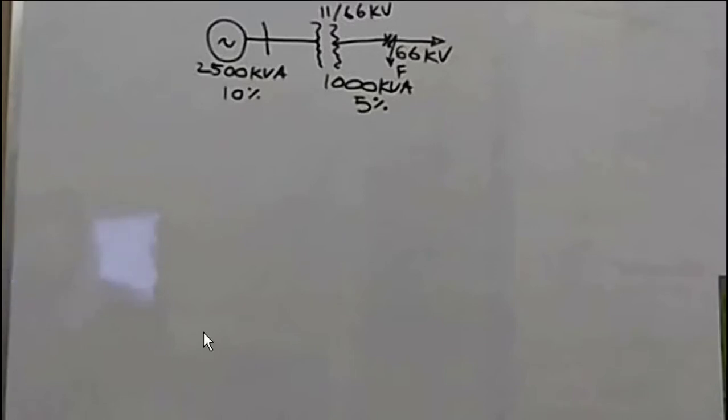After the bus bar and the transformer there is a feeder, and there is a fault in the feeder. The fault is denoted by F. Understand? What will be the short circuit current there? We have to calculate.